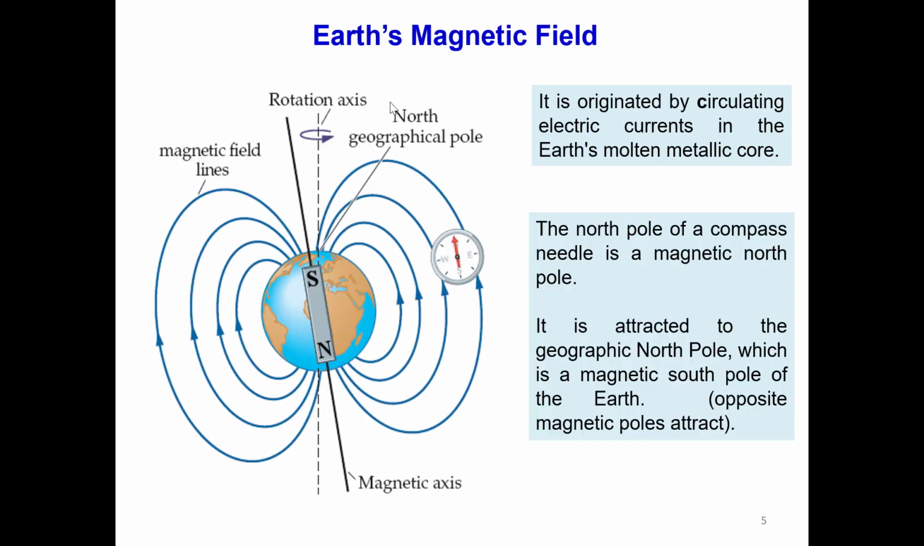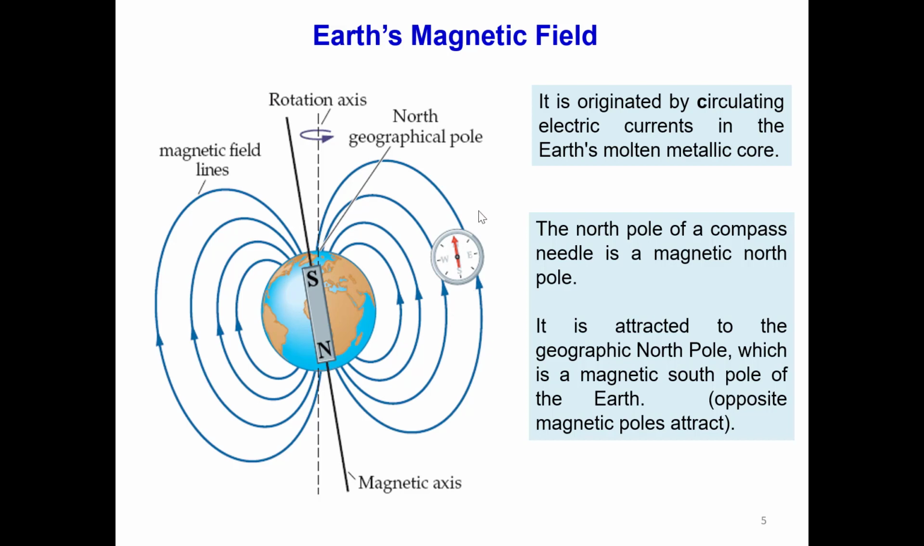Now let's talk about the Earth's magnetic field. The Earth's magnetic field originates from electric currents due to the motion of molten metals in its core. Those metals can be iron or nickel. Also, we know the needle of a compass is itself a magnet. This is why the north pole of the compass is the magnetic north pole.